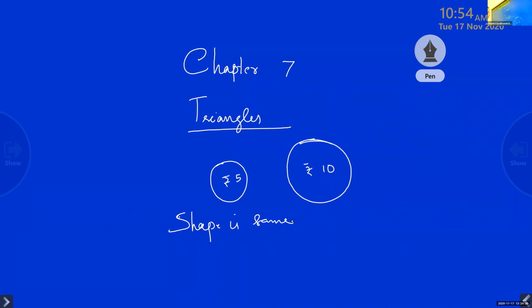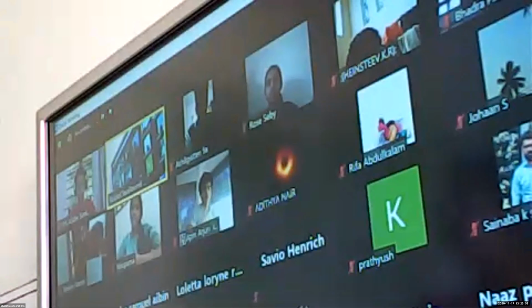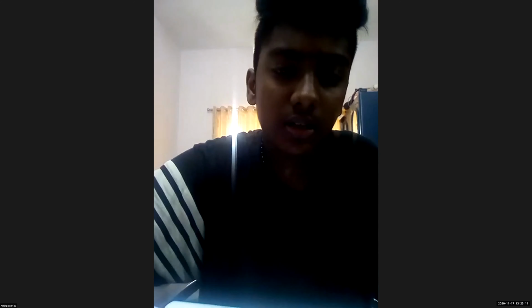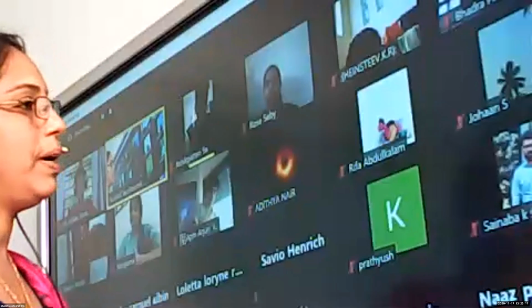Don't write anything, just look here. Shape is same, but size is different, isn't it? So shape is same and size is different. These figures are known as similar figures. What is the shape of each coin? Circle. So same shape but different size.